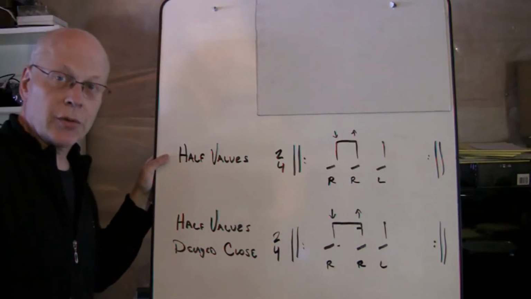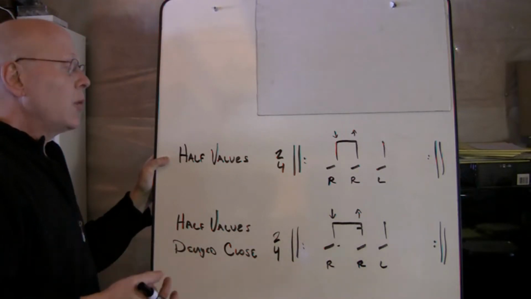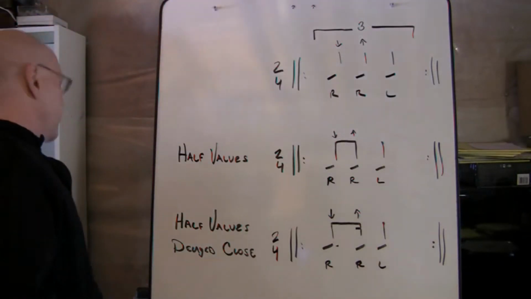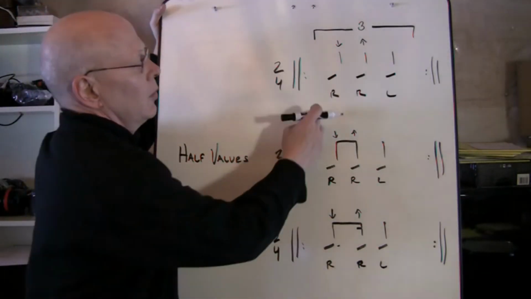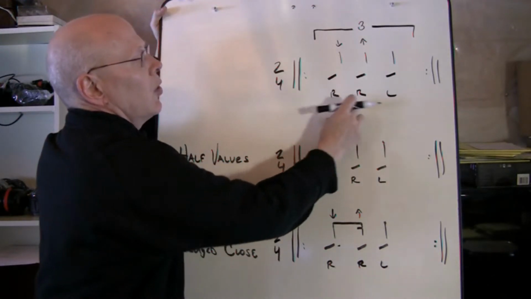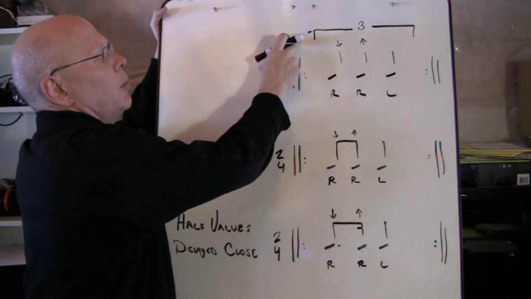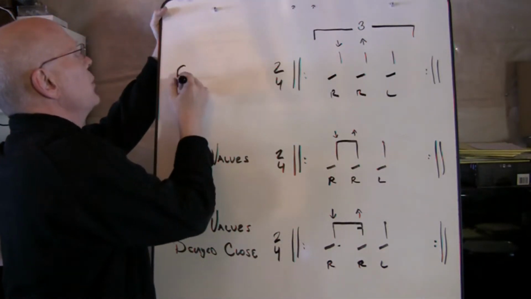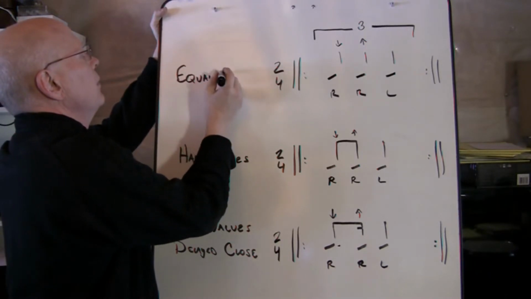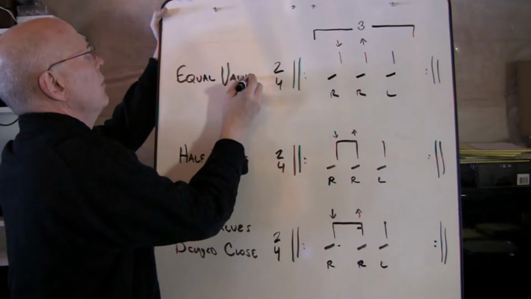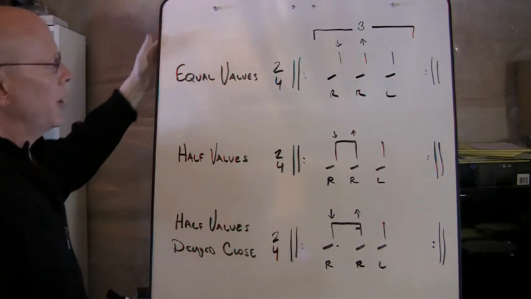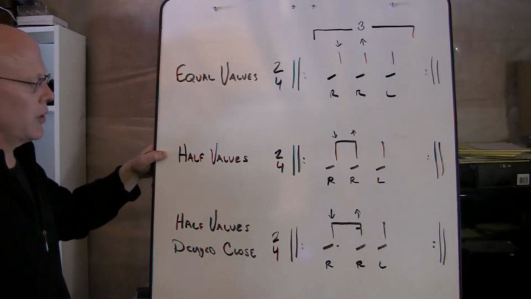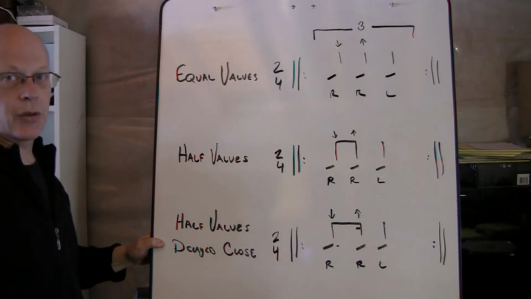And just as we were able to create an equal values double with the single double, we can do that with the double single as well. So here, right, right, left, double single, all in quarter notes, in 2/4 time, bracketed by a quarter note triplet bracket. This is an equal values double. So we have three patterns: the equal values double, the half values double, and the half values delayed close stroke.